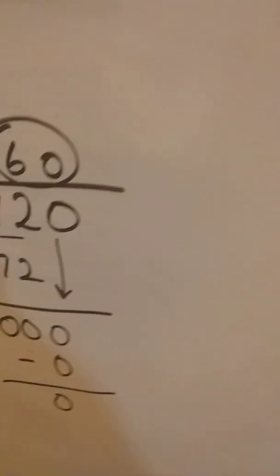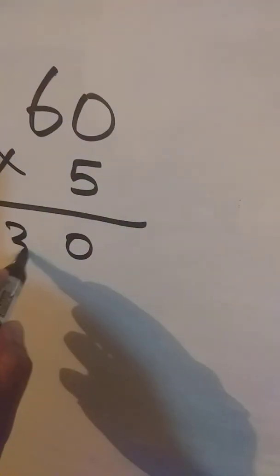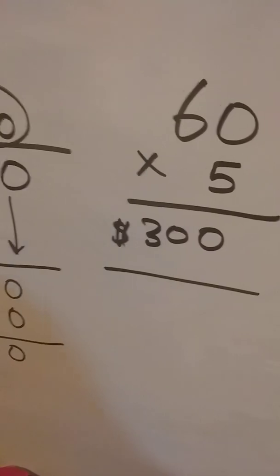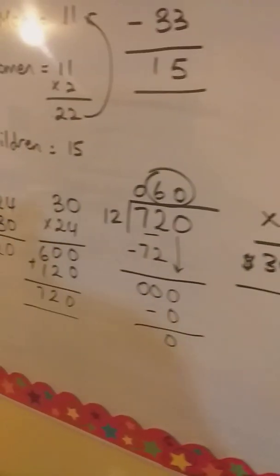If all these bags were sold at $5 each, how much money did he make in sales? 0 by 5 is 0. 6 5s are 30. So he made $300 in sales. So I hope that explains that.